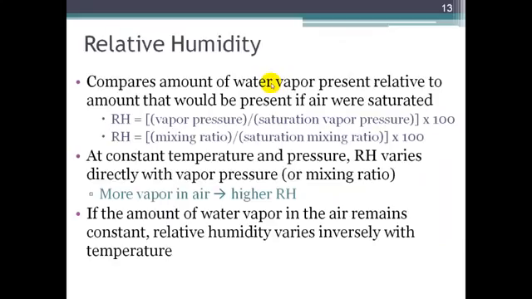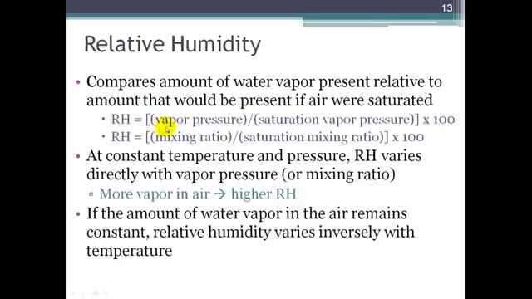Relative humidity is a more common term. It compares the amount of water vapor that's actually present in the air relative to the amount of water vapor that the air could hold if it were saturated. So it's a measure of the actual amount of water vapor compared to how much water vapor the air could hold. Relative humidity is given as a percentage, so you see here a couple of different ways to calculate it depending on if you're dealing with vapor pressure or mixing ratio.